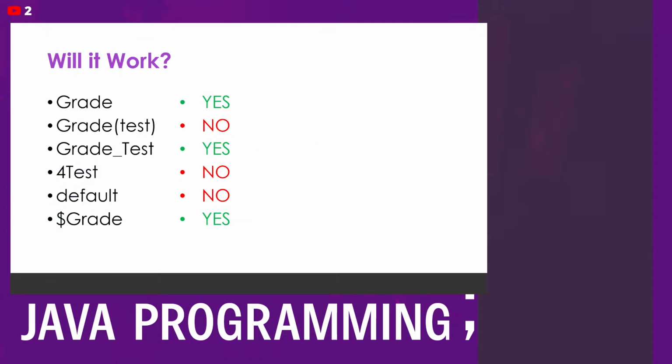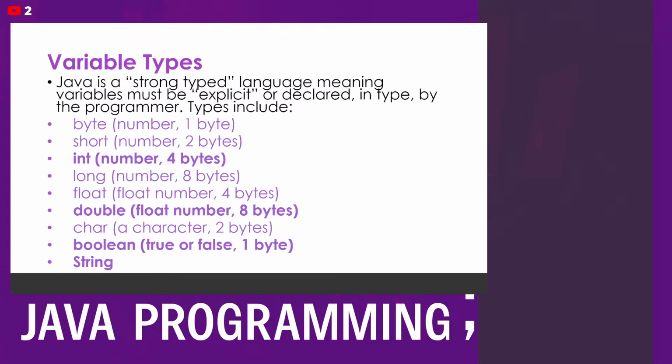And so that gets us through naming, right? Of the three things that we said we wanted to do, we wanted to have a name, we wanted to have a type, and we wanted to have a value. So that basically gets us through the idea of naming. So let's talk about types. Variable types.